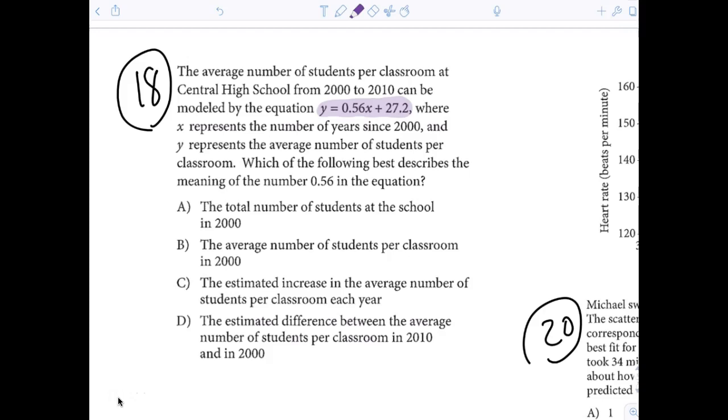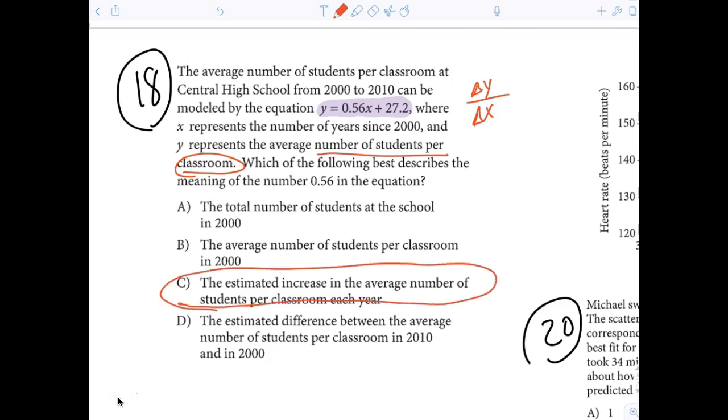Right, if 0.56 is the slope, that represents the change of y over the change in x. And what is y describing? Right, the average number of students in the classroom. So that would be the change of y over the change of x. And what does x represent? Number of years. Right, so it would be per what? Per year. All right, so the correct answer would be what? The estimated increase in the average number of students per classroom each year. All right.